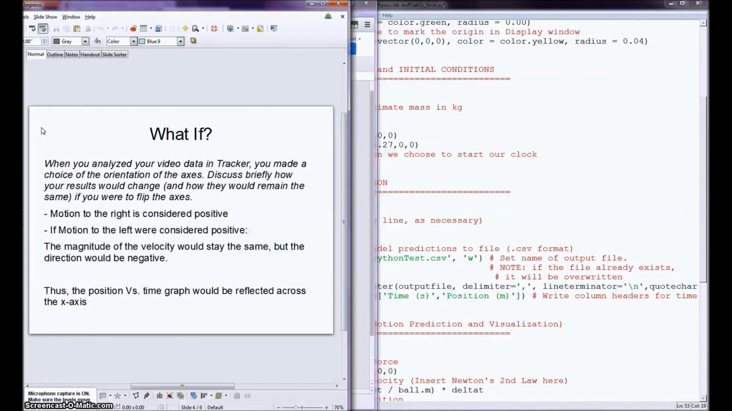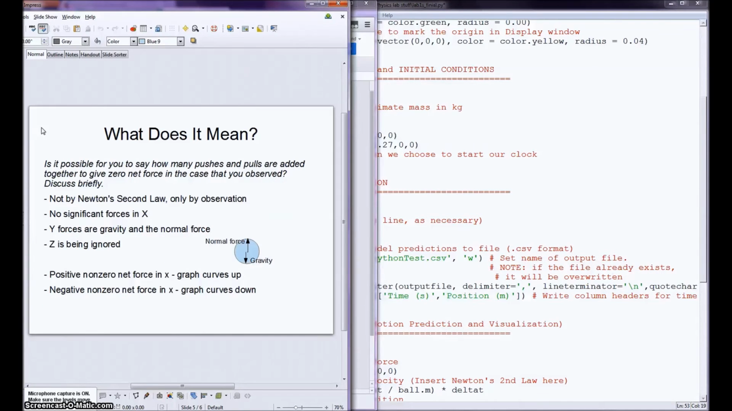Another important thing to do is to consider all of the forces that are in play. Newton's second law doesn't tell us how to do that, we can only figure it out by observation. We know that there are no significant forces in the x dimension because I started my analysis after the acceleration had become 0. In the y dimension, gravity is pushing down on the ball, and the floor is exerting a normal force on the ball that cancels out the gravitational force. The z dimension is being ignored in this model.